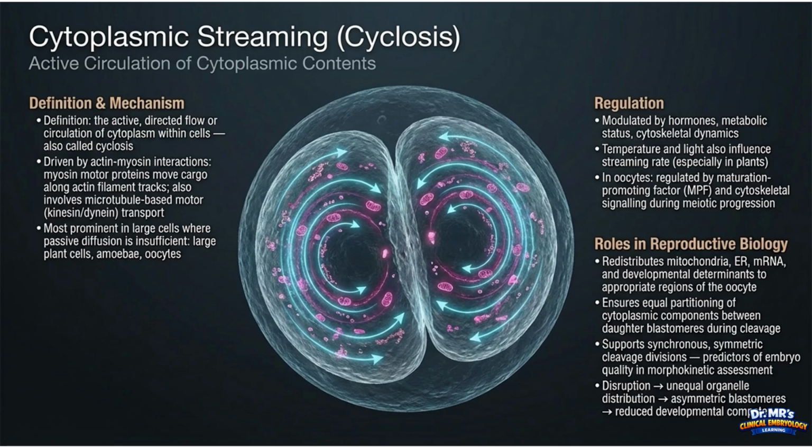In the oocyte, streaming is regulated by maturation-promoting factor and by the cytoskeletal signaling events that accompany meiotic progression. As the oocyte matures from the germinal vesicle stage through metaphase 1 to metaphase 2, the pattern and intensity of cytoplasmic streaming changes, driving the redistribution of mitochondria, endoplasmic reticulum, maternal messenger ribonucleic acid, and developmental determinants to the regions of the oocyte where they will be needed.